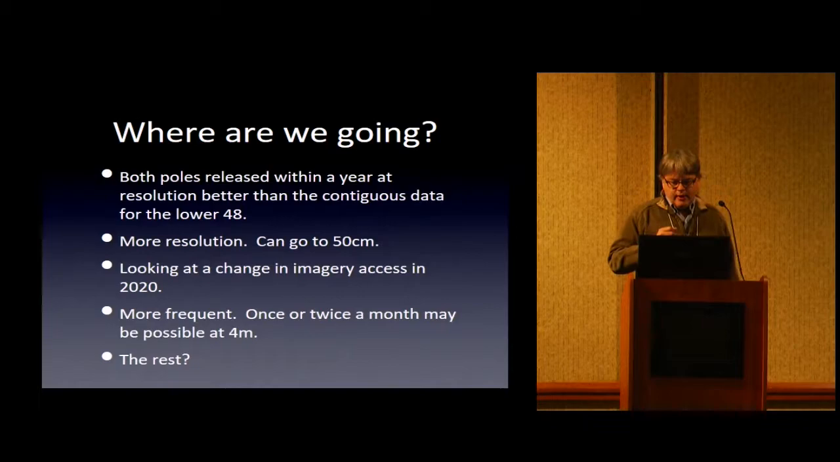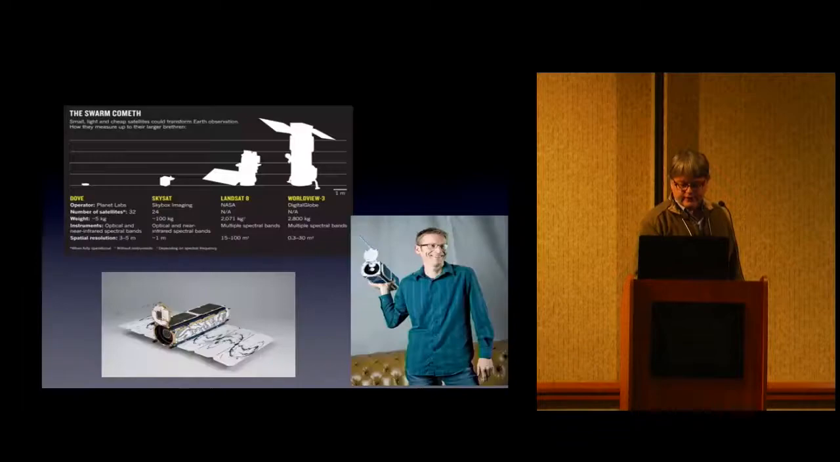We're looking at the possibility of doing the entire Earth once or twice a month at 4 meters. It's every landslide, every plate boundary, every piece of ice, every tree. And so this is what we're looking at now.